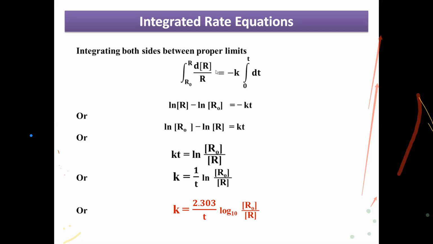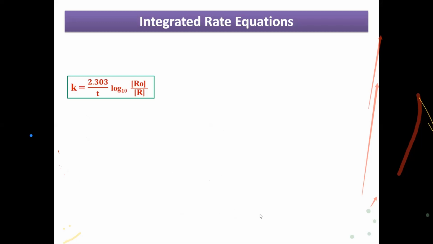You can check once again: taking the integration, substituting the upper limit and lower limit, and then simplifying the equations, the rate expression for the first order reaction becomes 2.303 by t log of r naught by r. Now we have this expression. For first order, our expression is this, right? You can simplify the equation once again: log of r0 by r equals kt divided by 2.303.